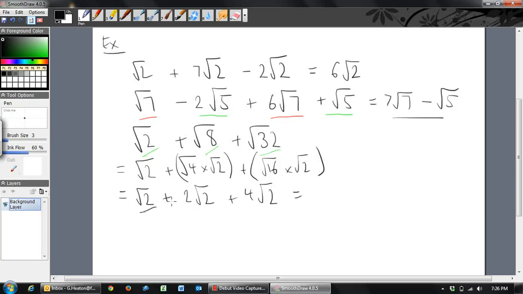What have we got now? We've got like surds here, a bunch of root 2's. We've got 1 root 2, 2 root 2's, and 4 root 2's. Add them all together, 1 plus 2 plus 4, you get 7 lots of root 2. And that's your answer. So that's a video on adding. I'll do one on subtracting, dividing, and then we'll probably be finished.